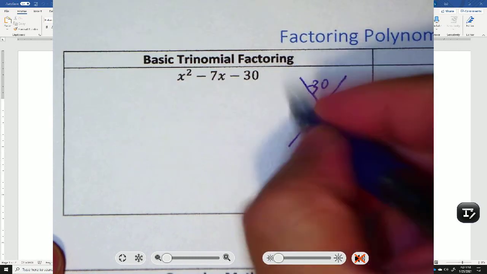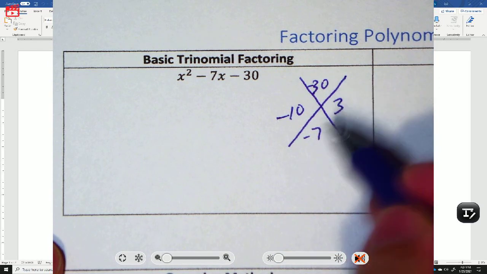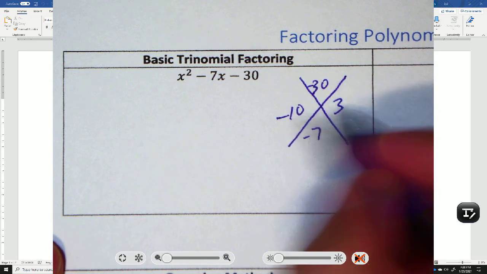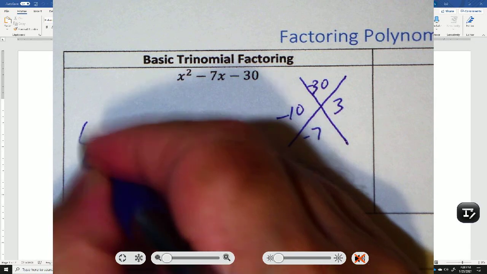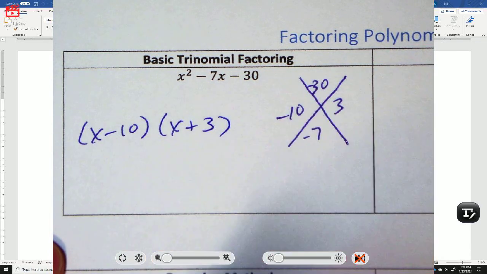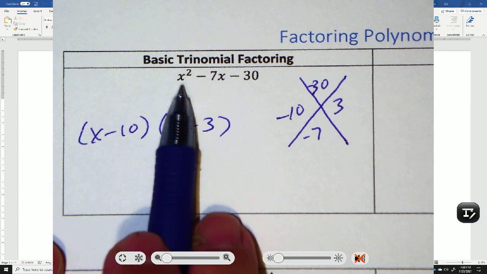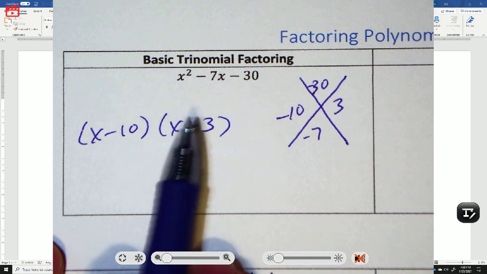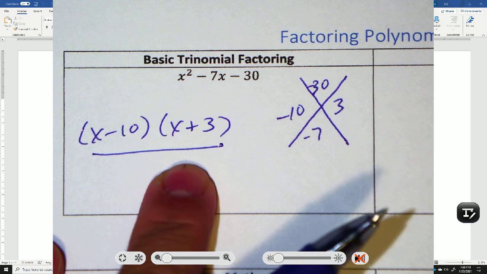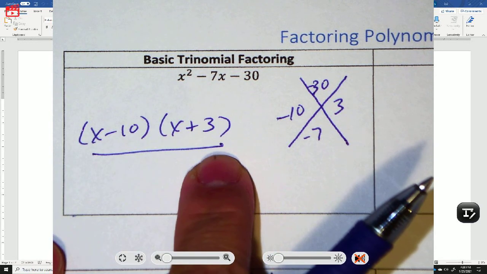So like negative 10 times 3. Negative 10 times 3 makes negative 30. Negative 10 plus 3 is negative 7. And you put the factors that work in these little spots. And then it's just x minus 10, x plus 3. And that's your answer. That means x minus 10 times x plus 3 will give me x squared minus 7x minus 30. Alright, and that's it. That's the answer. So this is the factored form of that.